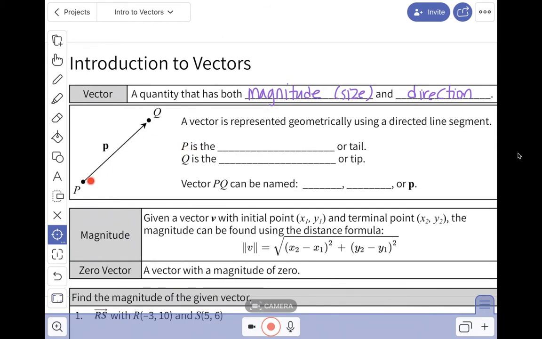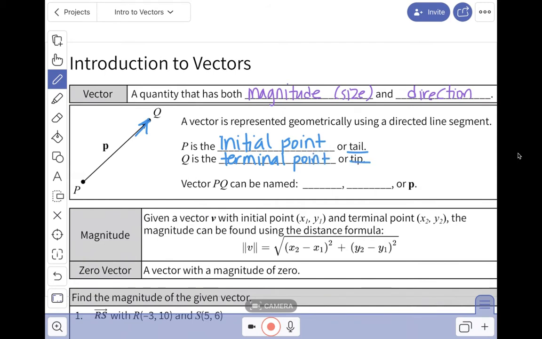So P, the side that just has the point, we call that the initial side, or I'm sorry, the initial point, or informally, they call that the tail. Q, the side that has the arrow, we call that the terminal point, or the tip.